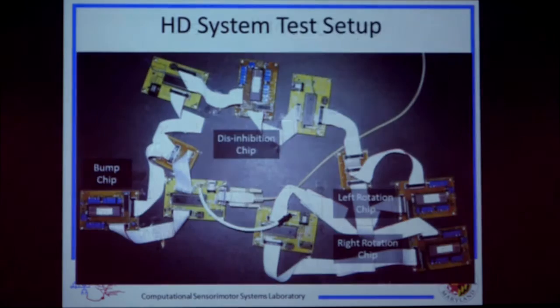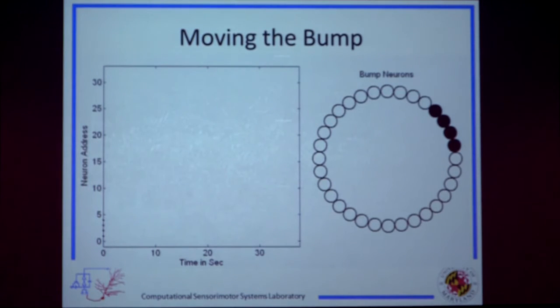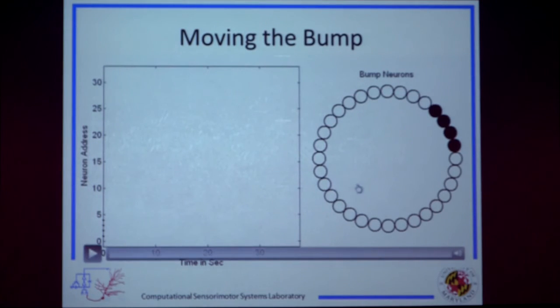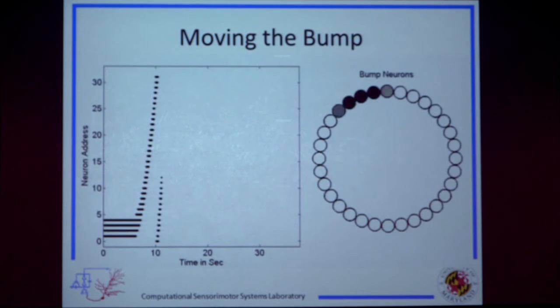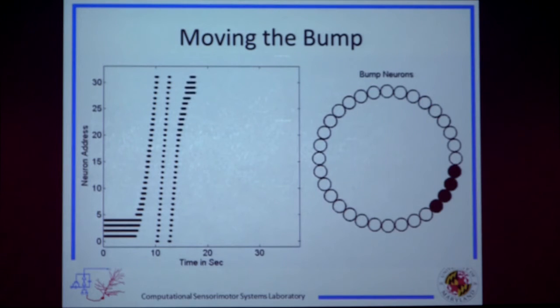And the system we put together. This is a movie created from recorded spiking data from the chip, where we are manually changing the velocities, making it turn around. Then we took the addresses and created a little animation graphic for this. The idea is that we have control over the speed of this bump around the ring, and that's a consequence of the particular way in which we implemented movement.